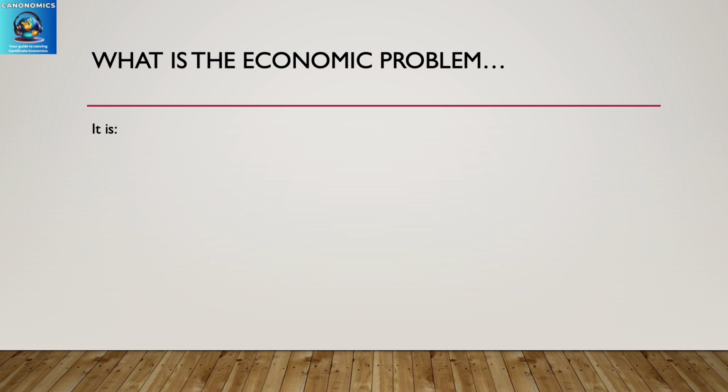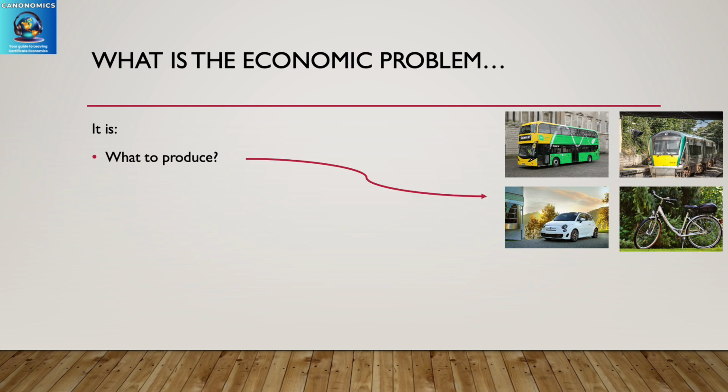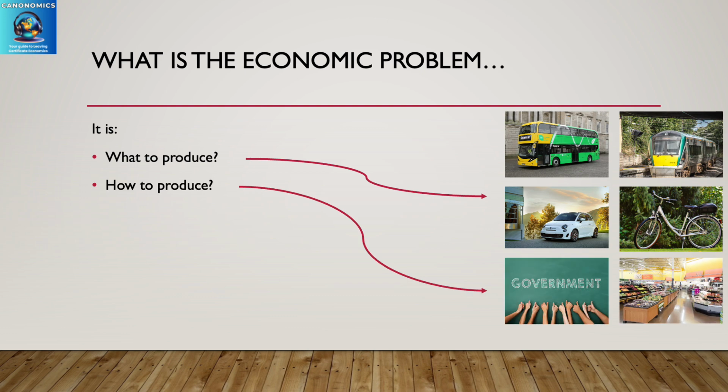As we face choices, due to the scarcity of resources, the economic problem we face is to decide the following. What to produce? Do we produce buses, trains, bikes, cars, phones, clothes, shoes, and so on? How to produce? Does the government produce goods or services, or do we leave it up to the private sector? And for whom to produce? Do we sell only to those who can afford to pay the price, or do we look for more equality and provide goods and services at prices everyone can afford, or maybe even for free?